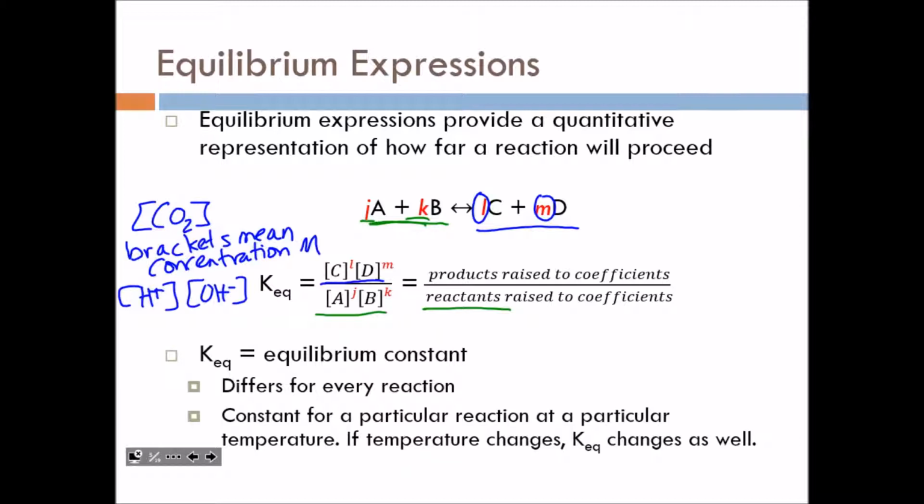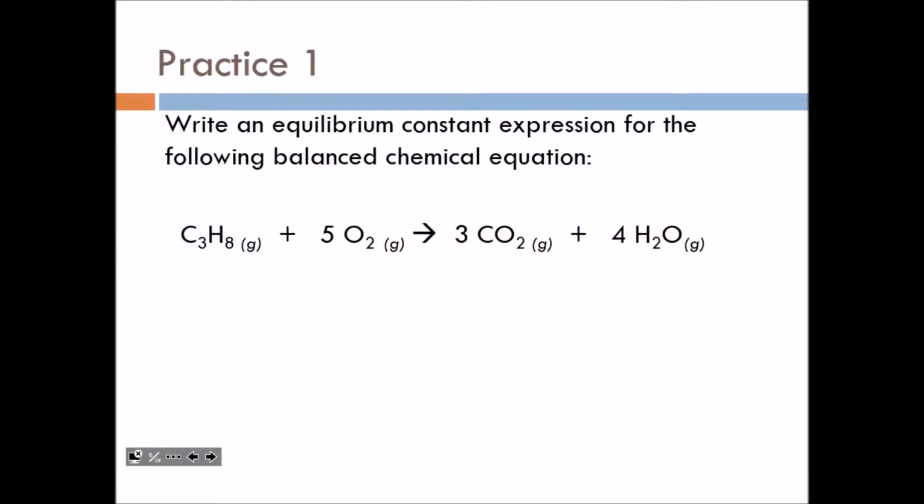So when we say we have more products at equilibrium, we say the products are favored at equilibrium, and that's where the equilibrium position lies. If we have more reactants at equilibrium, then we say the reactants are favored at the equilibrium position. Okay? So now we're going to practice writing out an expression.